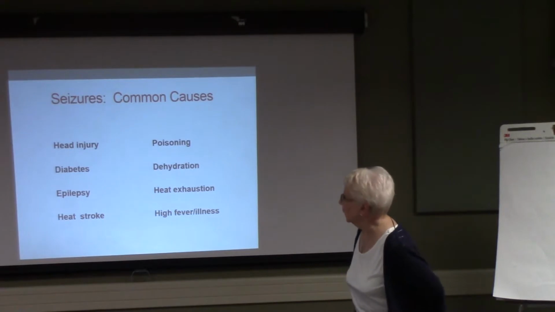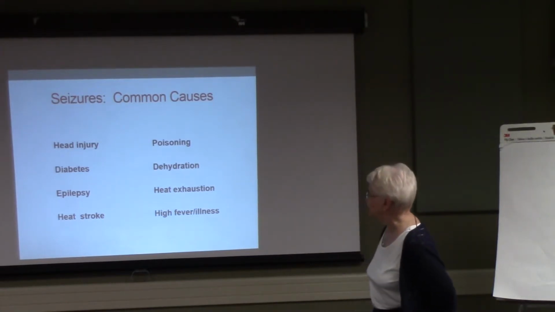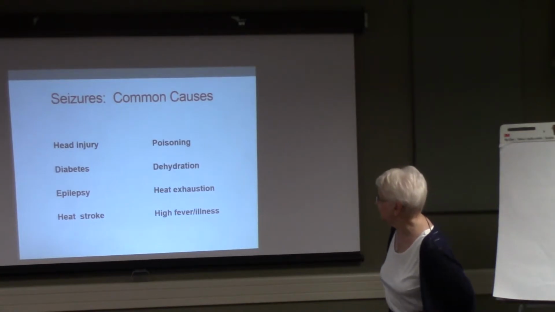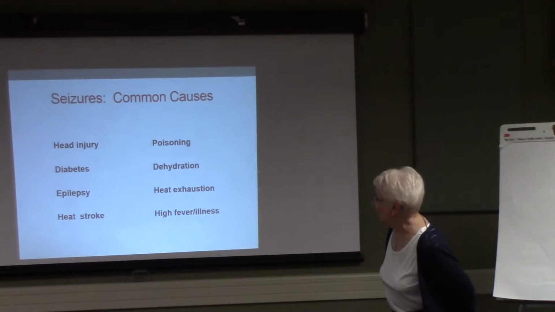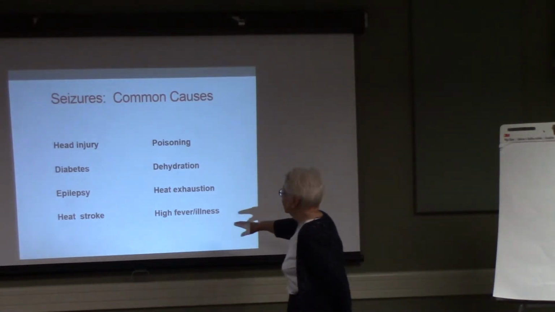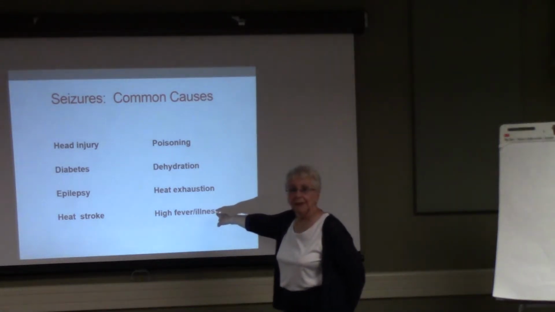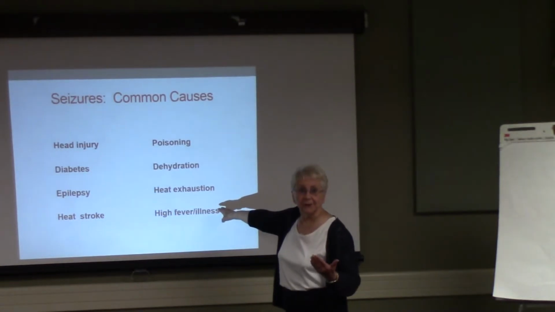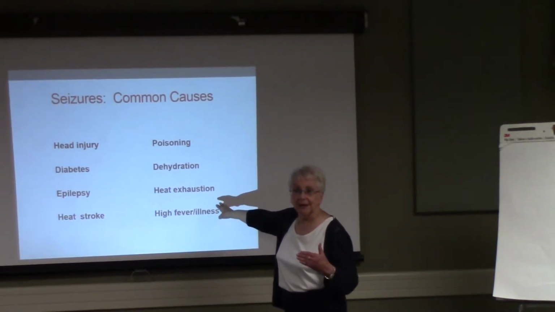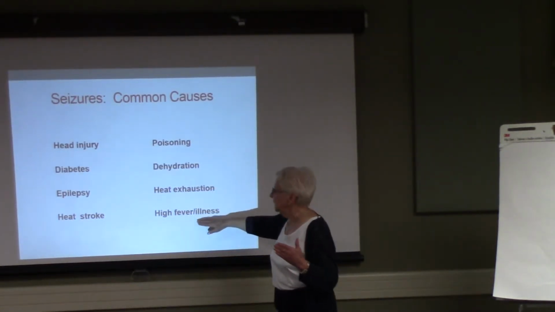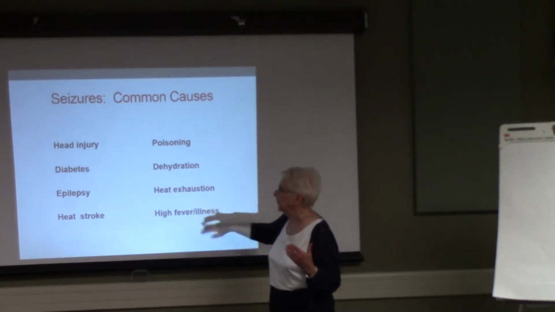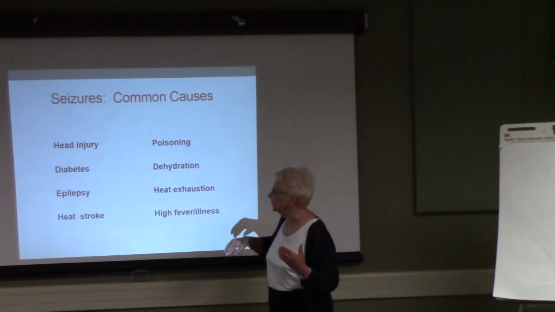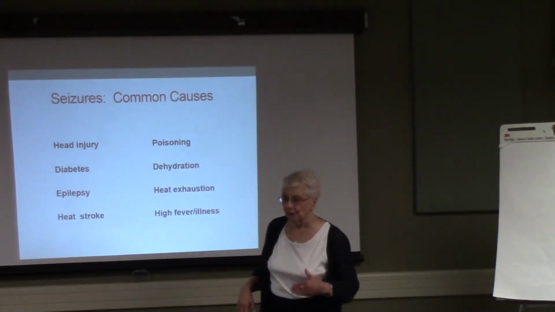Here's some of the reasons why we have seizures: head injury, poisoning, diabetes, dehydration, epilepsy, heat exhaustion, heat stroke, high fever and illness. This can happen as a child, and they may have seizures from then on, but it's not the typical epilepsy. But we have to take care of this before it gets to the place where you have febrile seizures. So these are some of the reasons why you can have seizures.